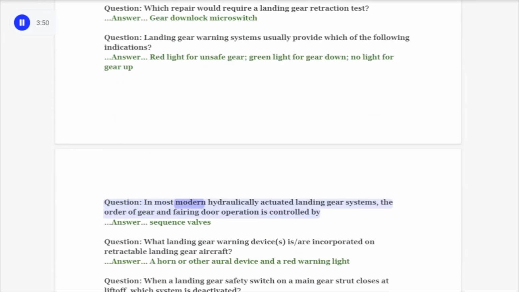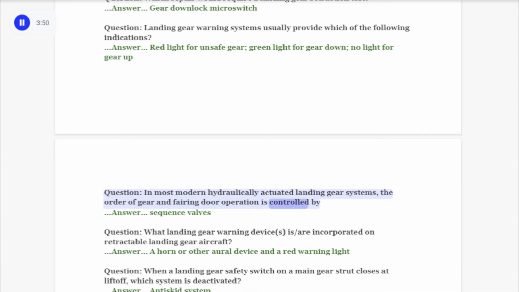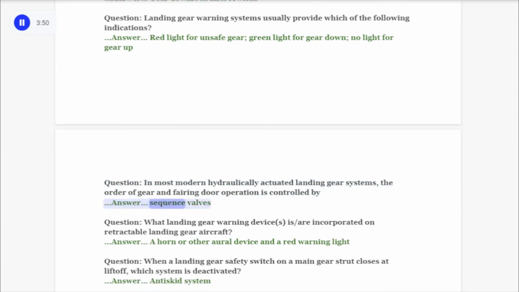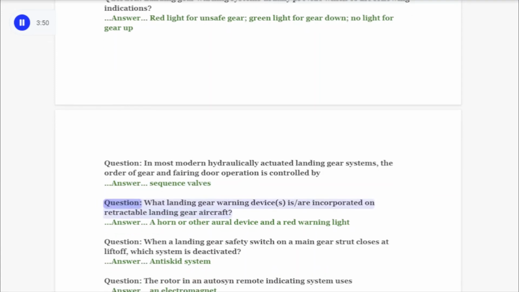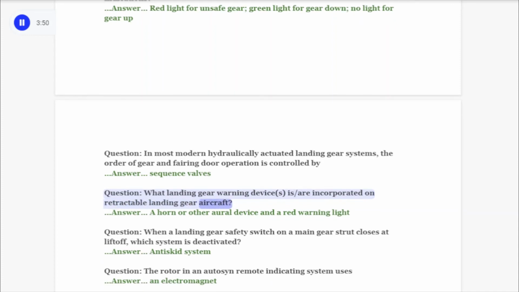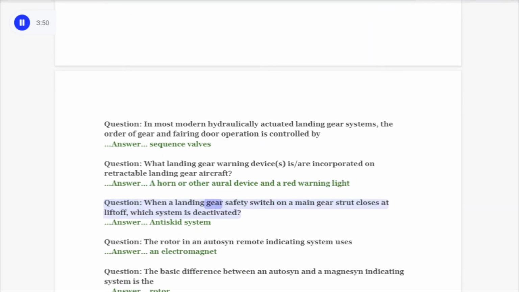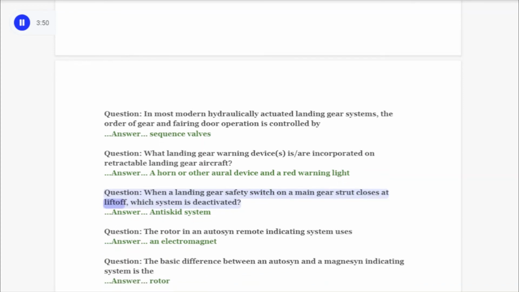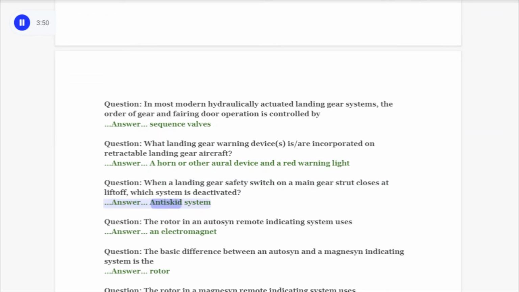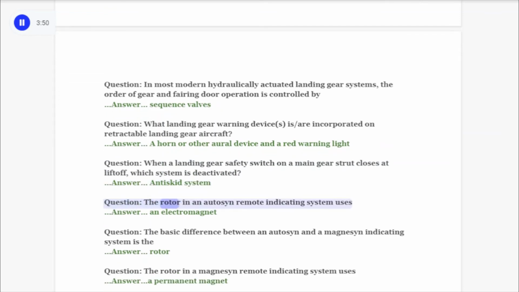Question, in most modern hydraulically actuated landing gear systems, the order of gear and fairing door operation is controlled by? Answer: sequence valves. Question, what landing gear warning devices are incorporated on retractable landing gear aircraft? Answer: a horn or other aural device and a red warning light. Question, when a landing gear safety switch on a main gear strut closes at liftoff, which system is deactivated? Answer: anti-skid system.